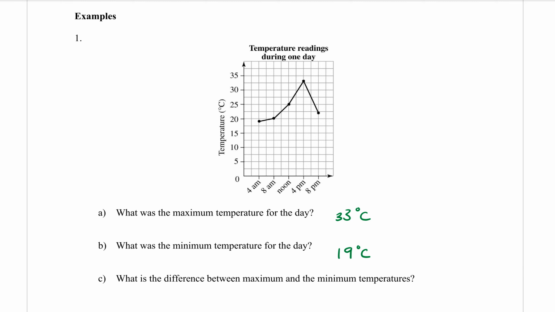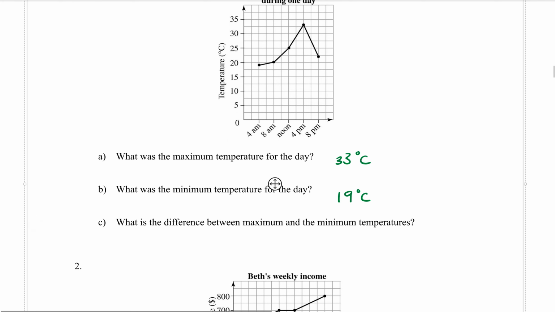What is the difference between the maximum and the minimum temperatures? So we take the maximum temperature, which was 33, and we subtract off that smallest temperature, which was 19, and that means that there is a 14 degree difference throughout that day. Right, that's question 1 done. On to question 2.